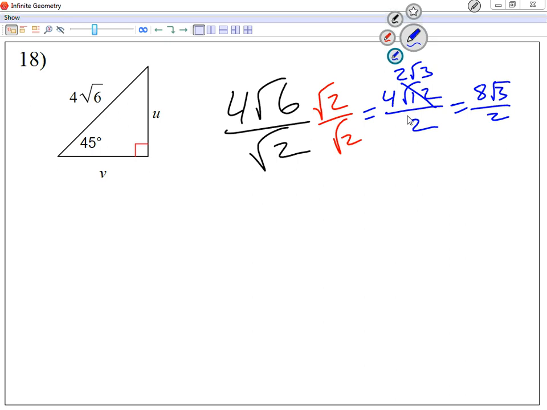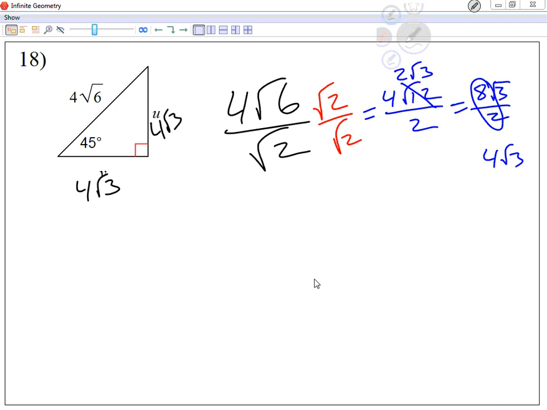I know it seems a little lengthy, but I'll show you guys something in a minute. So I'm going to shorten this to 4 radical 3. Like I said, I divided 8 divided by 2. I simplified that. So I get 4 radical 3. That's it, right? So each of my answers is 4 radical 3.